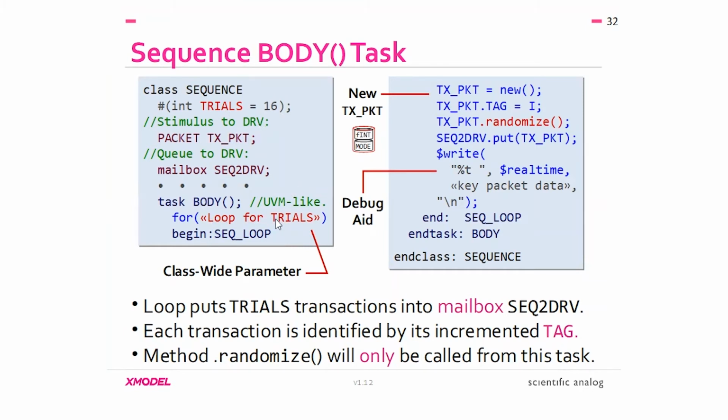So it loops for whatever number of trials, and on each pass, we construct a new transmit packet. We increment its tag simply by assigning it the loop iterator. And here's the most important item in this whole task. This is the only place in our OOP test bench where we call the .randomize method. At this point, we have a complete randomized packet. We put it into the mailbox, send it on down to the driver, and then for debug purposes, we write out the real time and any key packet data we want to look at.